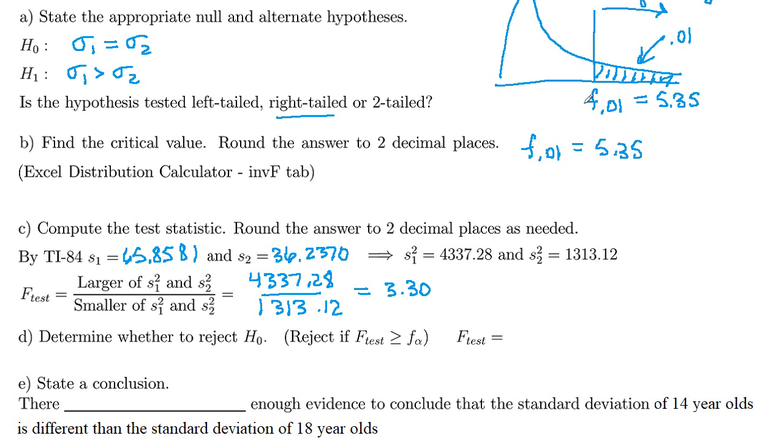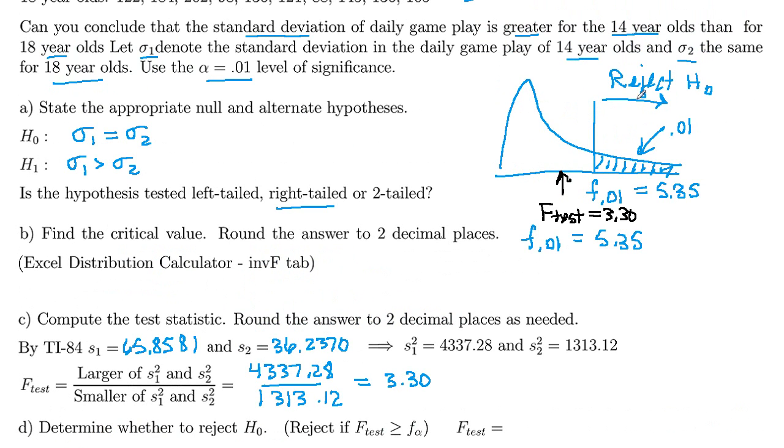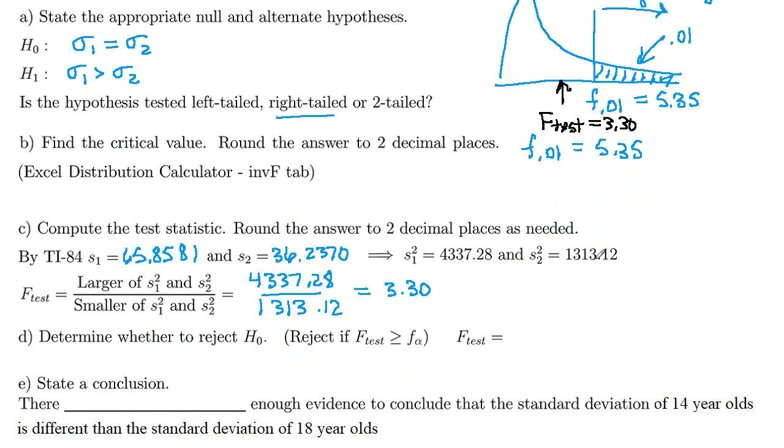So 5.35 out here, and then the 3.30 would be about right here. So our F test statistic is 3.30. So notice that that is not in the rejection region. We need it to be greater than 5.35. It's less. So our F test here is 3.30. It is less than 5.35. So we do not reject.